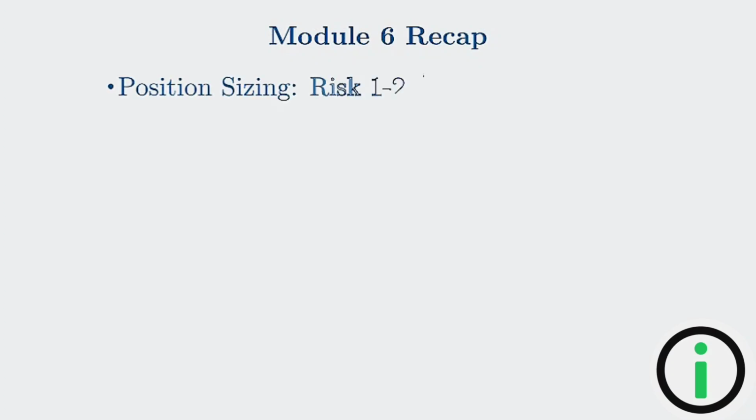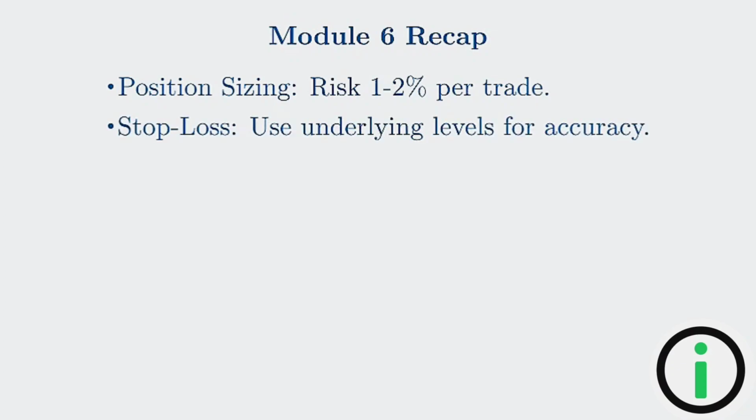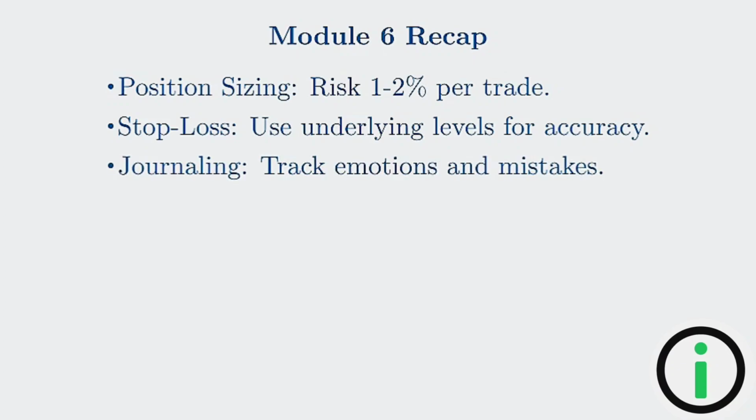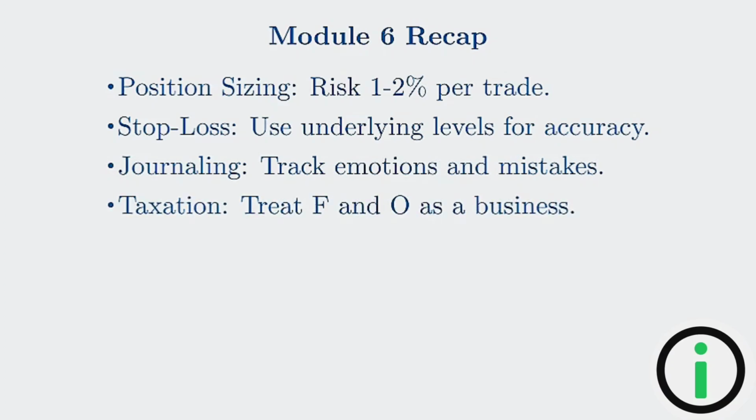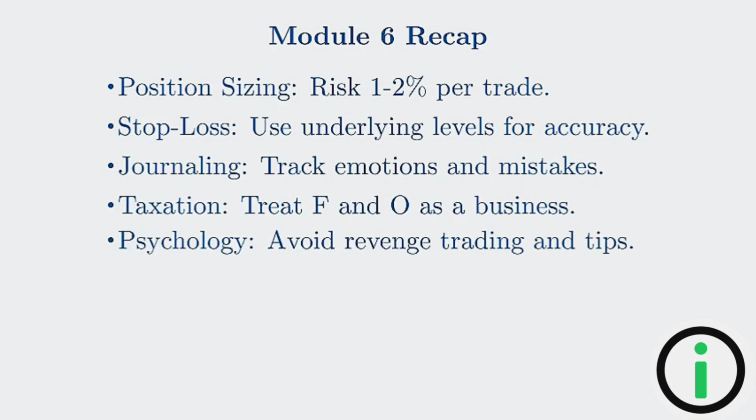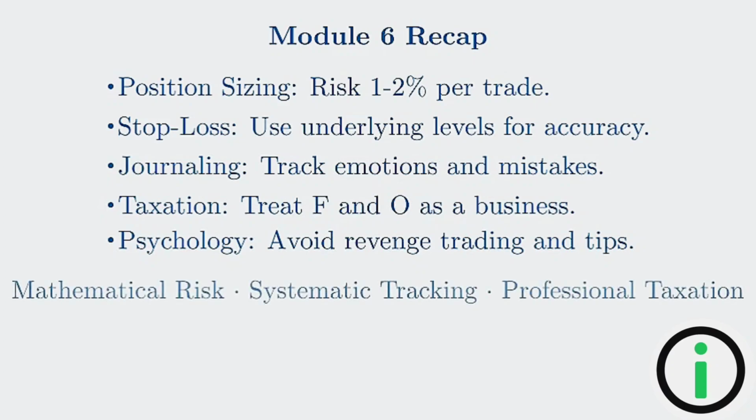We have covered a lot of ground today to prepare you for the practical side of the markets. First, we looked at position sizing, where you should risk only 1 to 2% per trade. Next, for stop loss, always use underlying levels for accuracy. For journaling, make sure to track your emotions and mistakes. When it comes to taxation, treat F&O as a business. And finally, in psychology, avoid revenge trading and tips. You now have the tools to calculate your risk mathematically, track your progress systematically, and handle your tax obligations professionally.